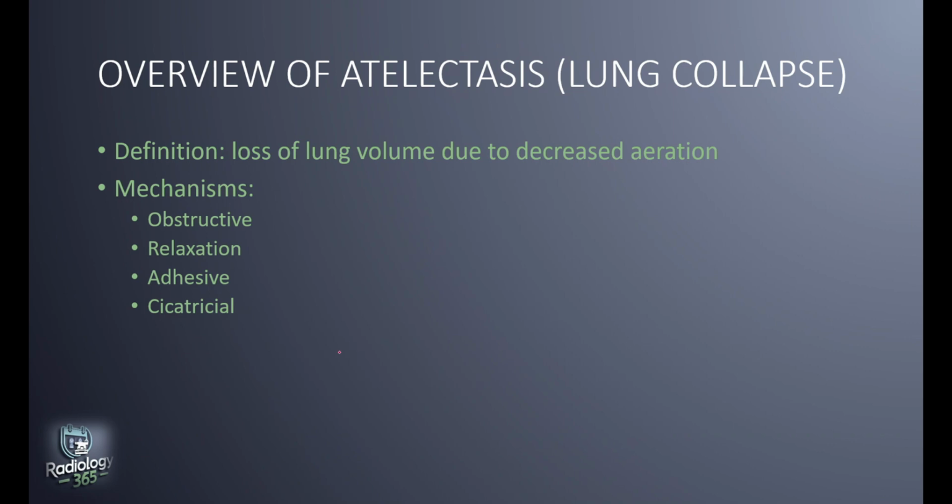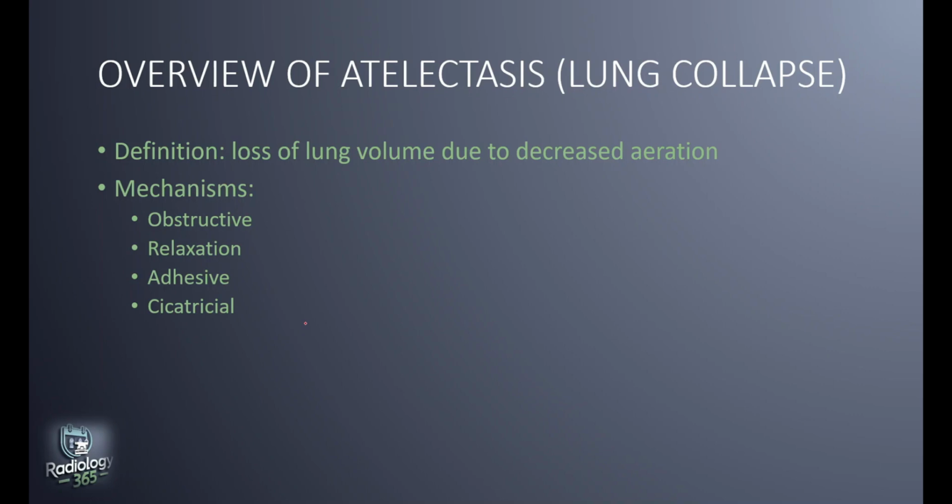Then we'll now take a look at an overview of atelectasis. Atelectasis is basically a loss of lung volume due to decreased aeration. It's synonymous with lung collapse, and it may be caused by bronchial obstruction from mucus plugging or some external compression, maybe by some pleural effusion or pleural based lesion or something like that.